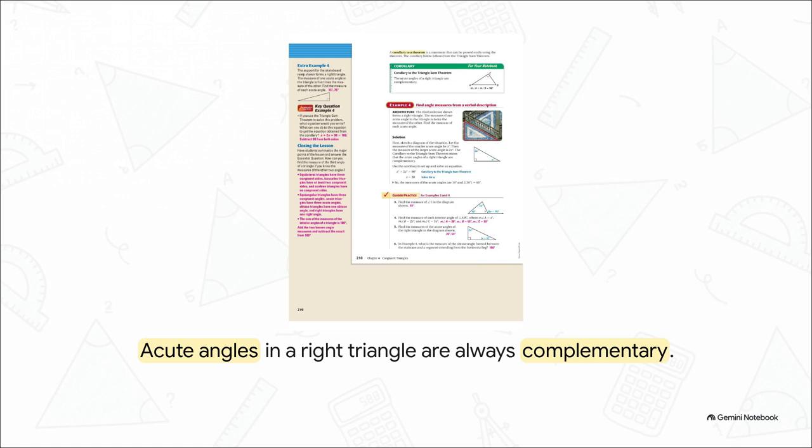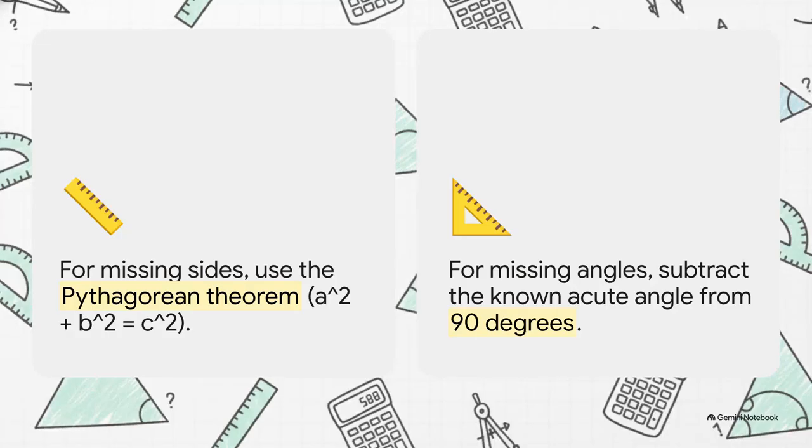Such a time saver. So breaking it down, our toolkit really just needs 2 main strategies. When you're hunting for a missing side length, you're going to use the Pythagorean theorem. Good old a squared plus b squared equals c squared. And when you're looking for missing angles, you use that complementary rule we just talked about. You just subtract whatever acute angle you know from 90 degrees. So missing sides mean algebra, and missing angles mean simple subtraction.